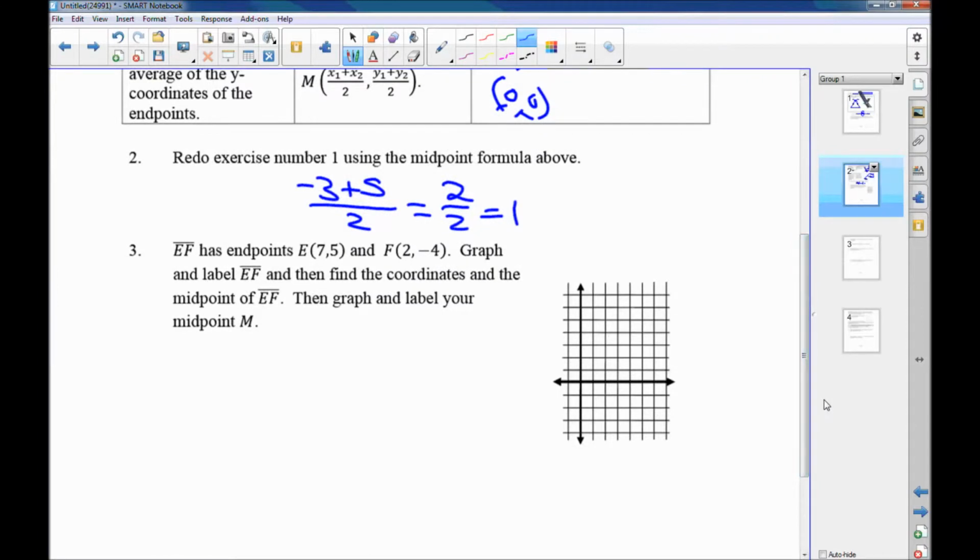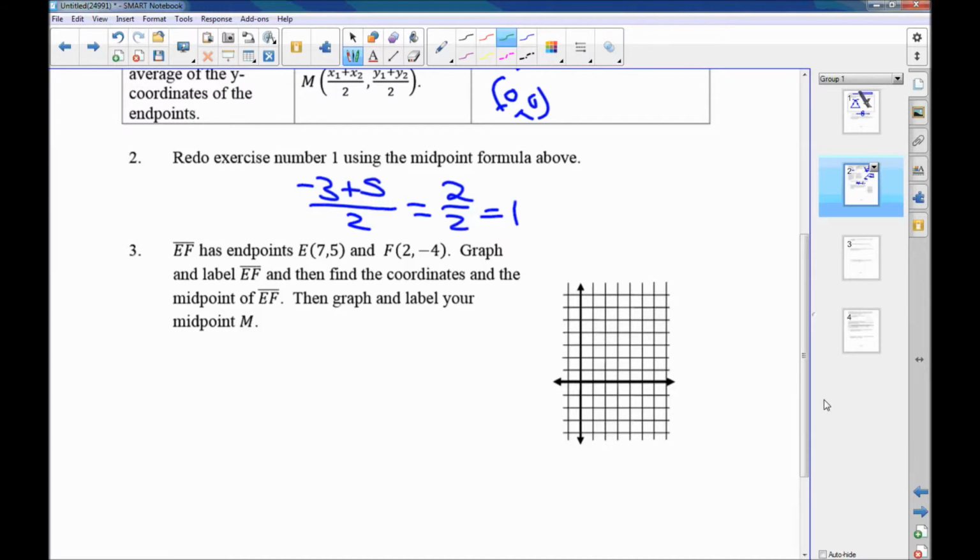All right. EF has endpoints at 7, 5, and 2, -4. So graph and label EF, and then find the coordinates of the midpoint of EF, and then graph and label your midpoint. So first we're going to graph and label E and F.